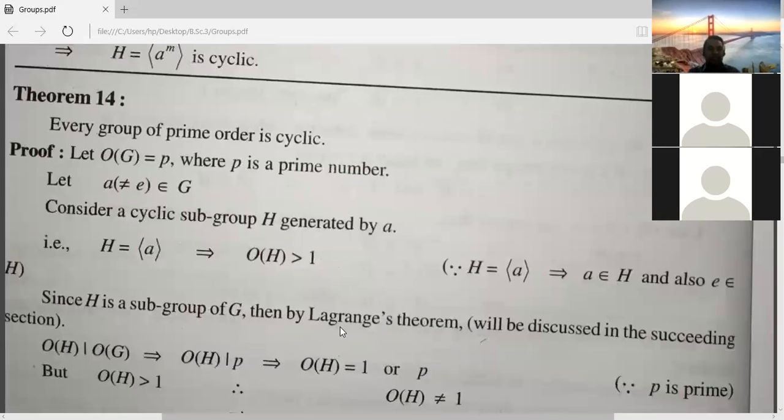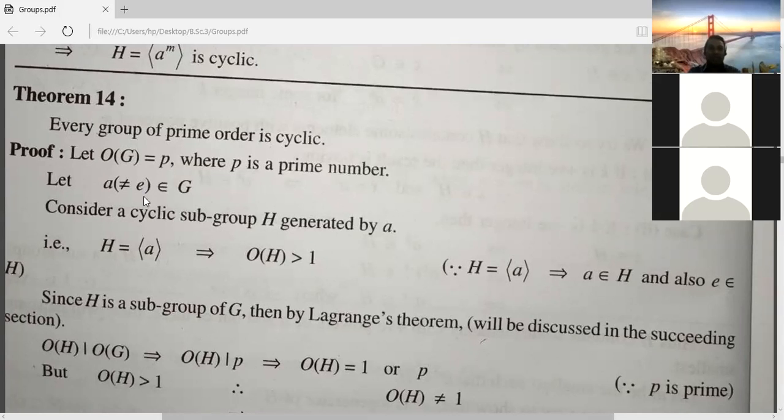Now, the next one, you should see here: every group of prime order is cyclic. Already you know what is meant by a prime number. The divisors of a prime number are 1 and the number itself. There are no others. The group of prime order is cyclic. Now, the order of G is equal to P, where P is a prime number.